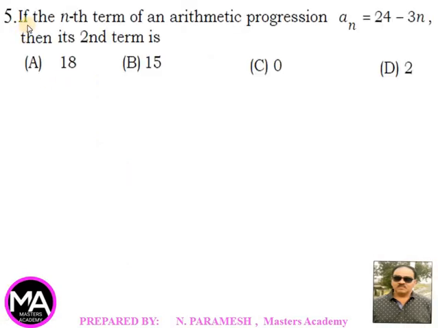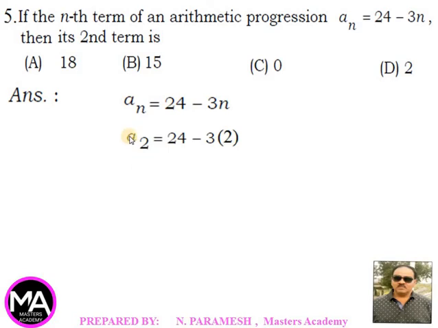Fifth question, if the nth term of an arithmetic progression an is equal to 24 minus 3n, then its second term is, 4 options are given. Answer, an is equal to 24 minus 3n, a2 is equal to 24 minus 3 into 2 is equal to 24 minus 6 is equal to 18. That is there in option A.